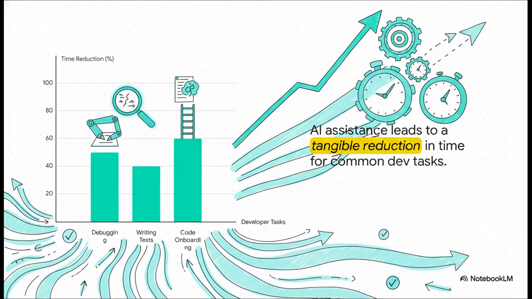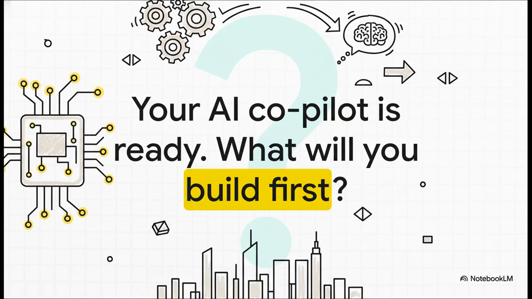By helping out with the really time-consuming stuff like debugging, writing tests, or just trying to understand a new codebase, developers are seeing a huge drop in the time it takes to get things done. This is a real, tangible speed boost to the whole development cycle. So, we've seen what it is, how you can get started in seconds, and the massive impact that can have on your day-to-day. This kind of tool isn't some far-off concept anymore. It's here right now, and your AI Copilot is ready to go. So the only question left is, what are you going to build first?